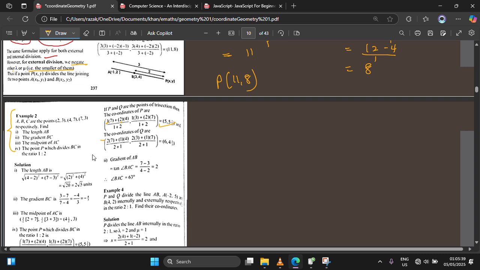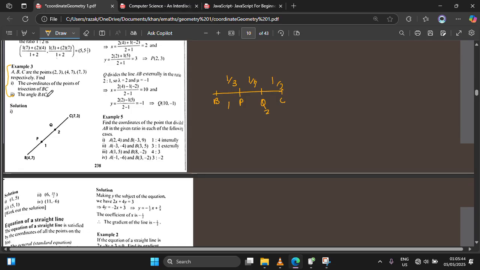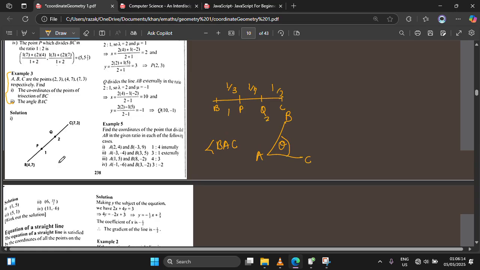We could cross check. Now the question says find the angle BAC. So you have the line BC, and then we have a point A. Find the angle BAC. Angle BAC represents the angle at A. This is B, this is C, this is angle BAC. But how do we find the angle BAC?